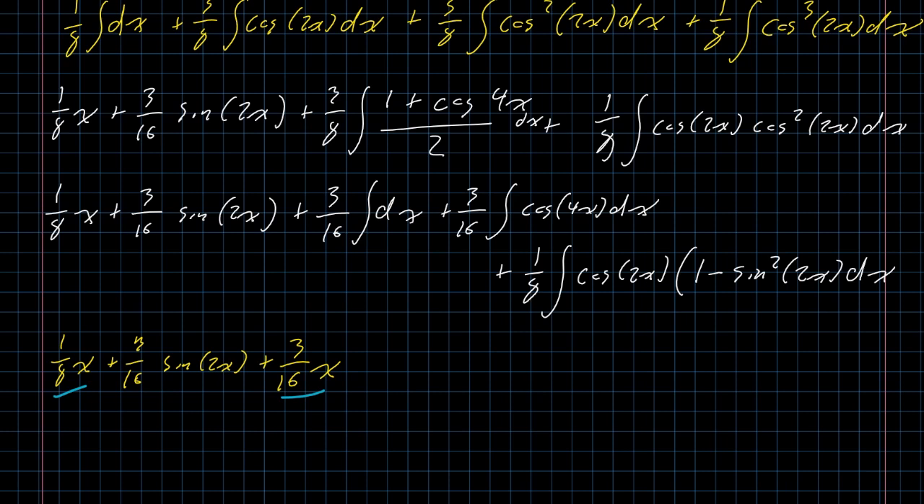Then I've got 3/16 times the integral of cosine of 4x dx. All right, so that's going to give me a 1/4 sine of 4x. Multiply that by the 3/16 that's already there. And all told, that's 3/64 times the sine of 4x. All right, sine 2x, sine 4x, those are not like terms. There's nothing I can do with that.